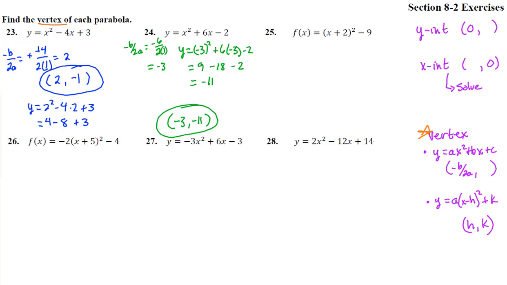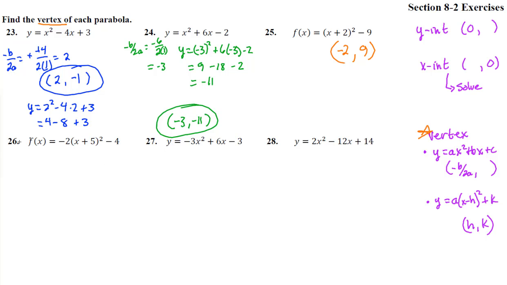Number 25. This is in the translated form. And so the opposite of this, so negative 2, and then the same as that number, up 9. Negative 2, 9. And you could multiply this whole thing out and then find it with the negative b over 2a if you wanted, but we'll go ahead and use that handy-dandy form down here.